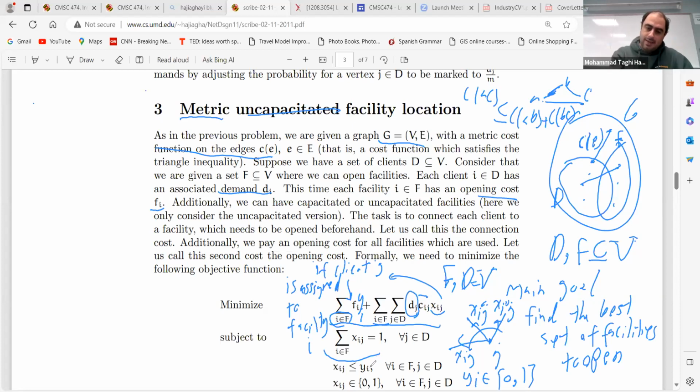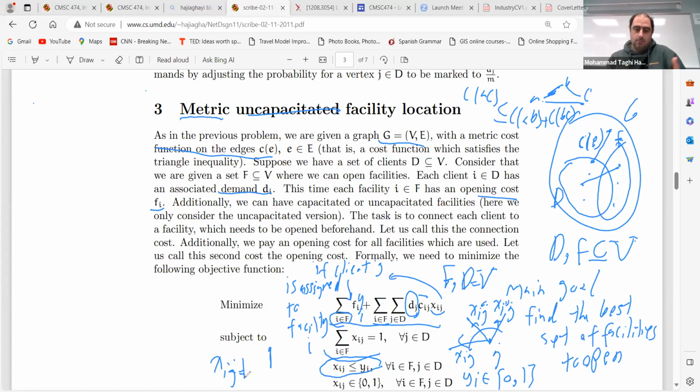Last but not least, we also had this in the multi-commodity rent-or-buy problem. It says x_ij should be less than or equal to y_i. What does it mean? It means that if the facility i is open, then x_ij can be 1, meaning a client j can be connected to it. Otherwise, if y_i is 0, then x_ij should be 0. All of this makes sense when x_ij are 0 or 1, integers.